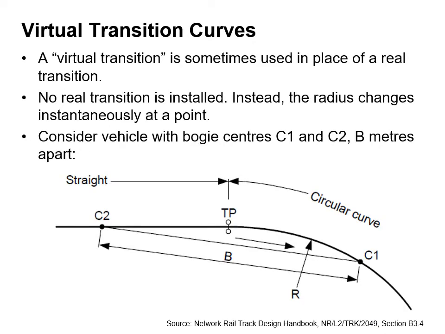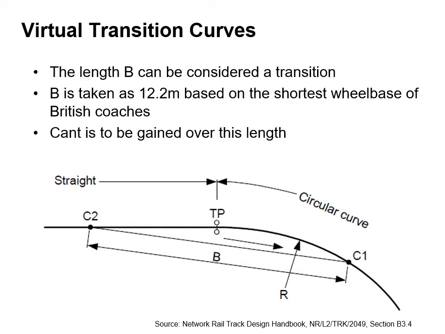A virtual transition is sometimes used in place of a real transition. No real transition is installed. Instead, the radius changes instantaneously at a point. The length B can be considered a transition. B is taken as 12.2 metres based on the shortest wheelbase of British coaches. Cant is to be gained over this length.